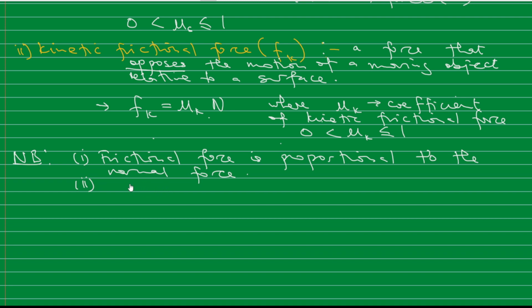Secondly, the frictional force is independent of the area of contact. What this means is that when you take an object and you are moving it over a surface, the amount of frictional force experienced does not necessarily depend on the size of the area that is in contact with the surface.